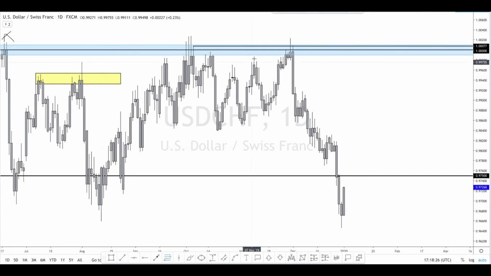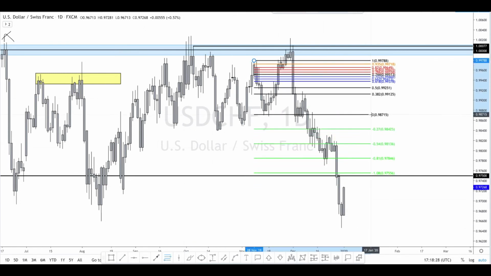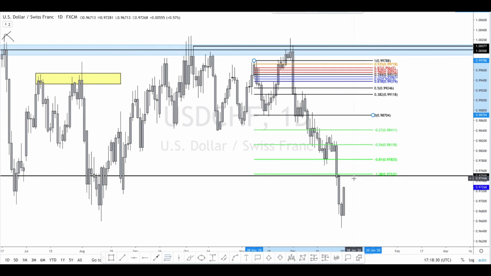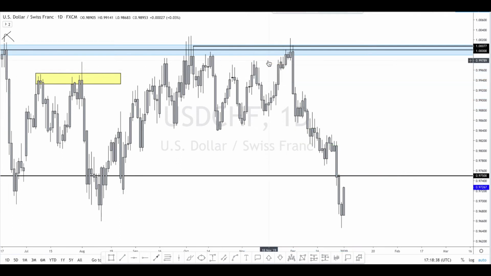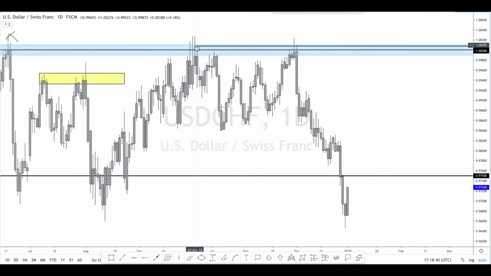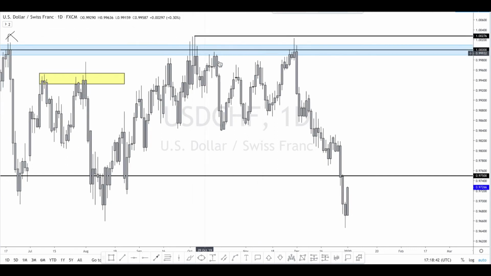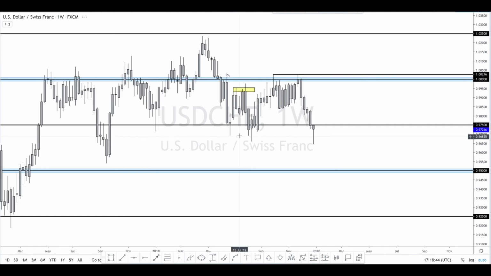As you can see, my target did in fact get hit and then some. So my target was 0.975. I entered around 82.8. So I had a great risk to reward anyway, so I spared some more percentage. But then what happened is I didn't put my stop loss past the complete invalidation point.